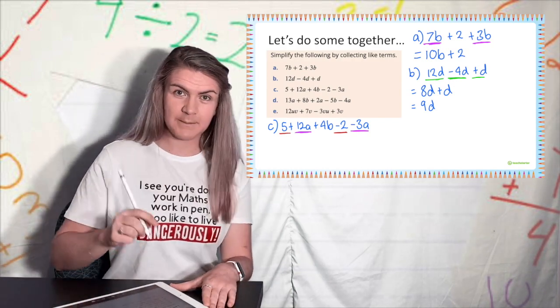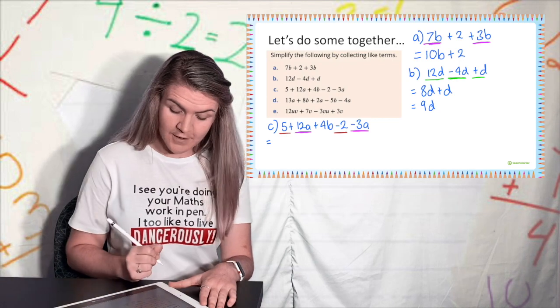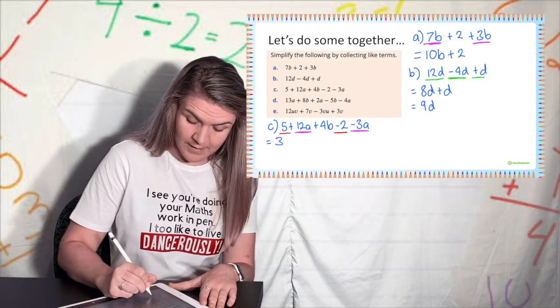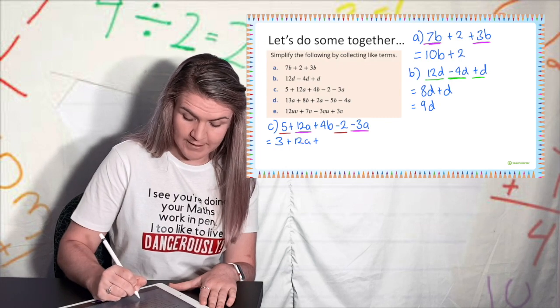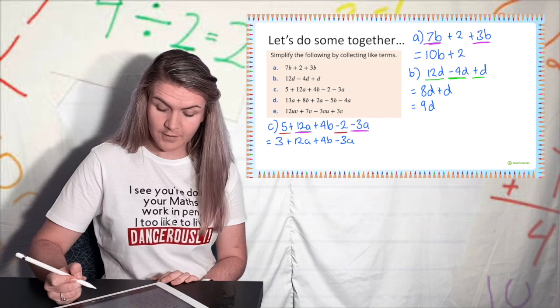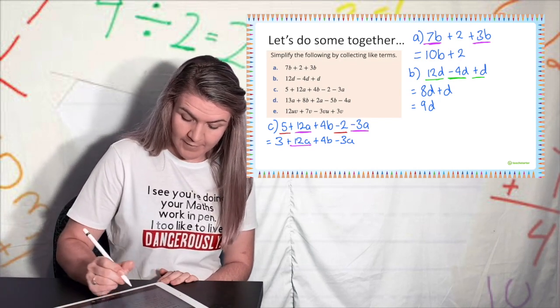So my constant comes first, so that's what I'm going to do first. So I've got 5, and then I've got to take 2. 5 take 2 is 3. And then I only like to do it one step at a time because that's just how my brain works. So I just write out everything else that's left over.